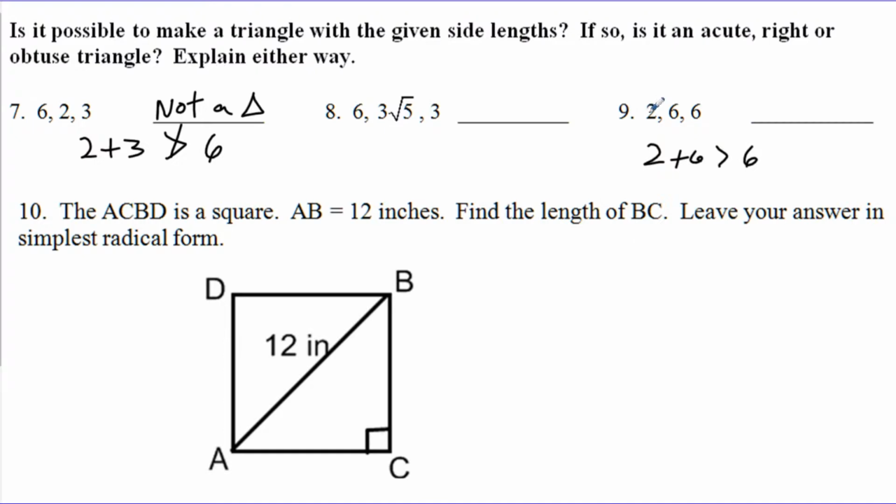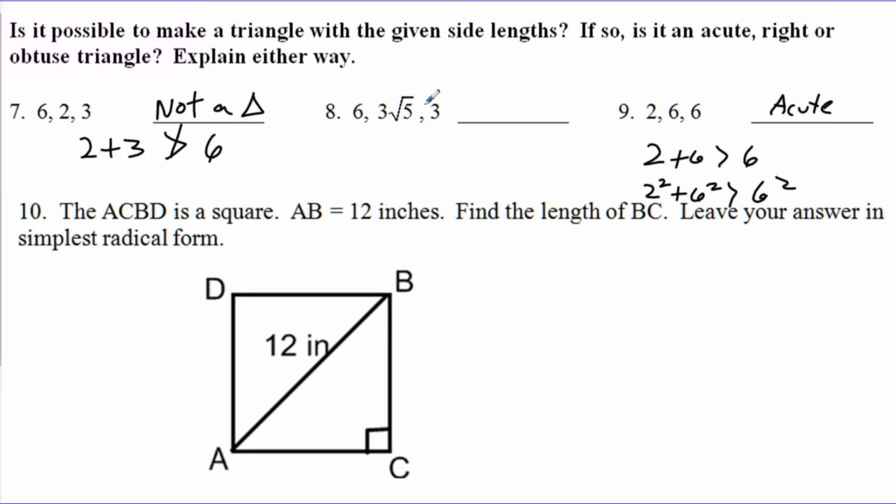All right, and then we just need to check, is it acute, obtuse, or right? So I'm going to say, is 2 squared plus 6 squared, how does that compare to 6 squared? Well, it's pretty obvious in this case that 2 squared plus 6 squared is going to be bigger than 6 squared. This is 4 plus 36. 40 is greater than 36. So I'm going to say in this case that that makes this acute, because c squared is smaller than a squared plus b squared.